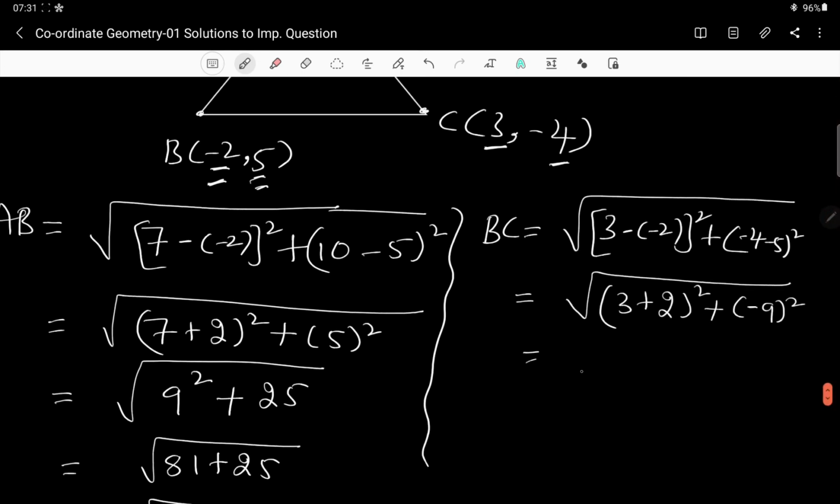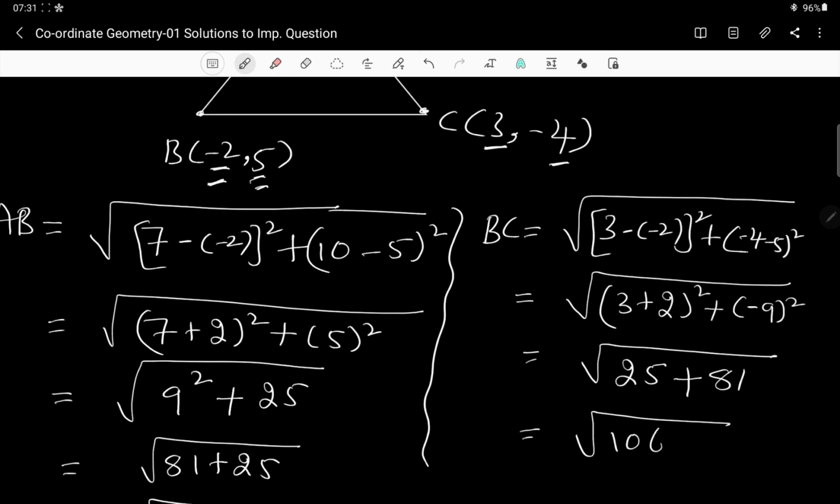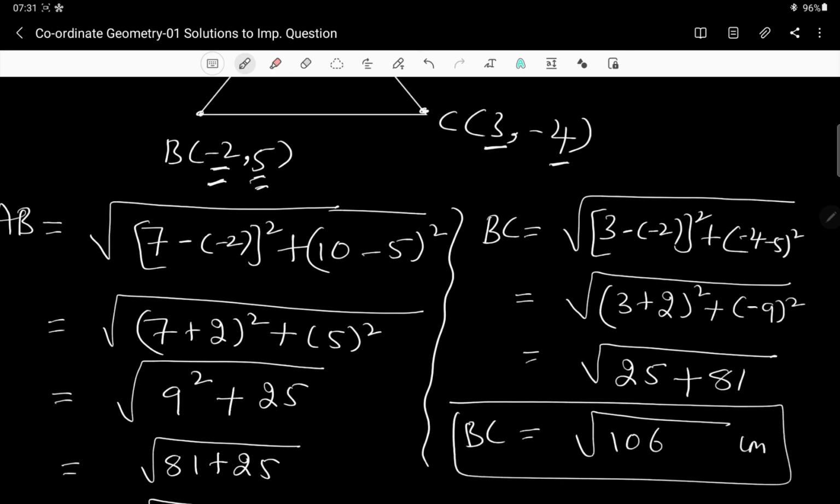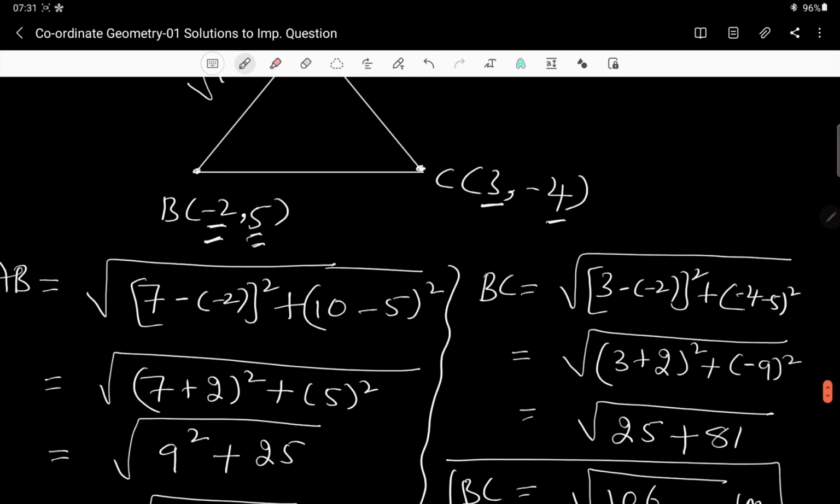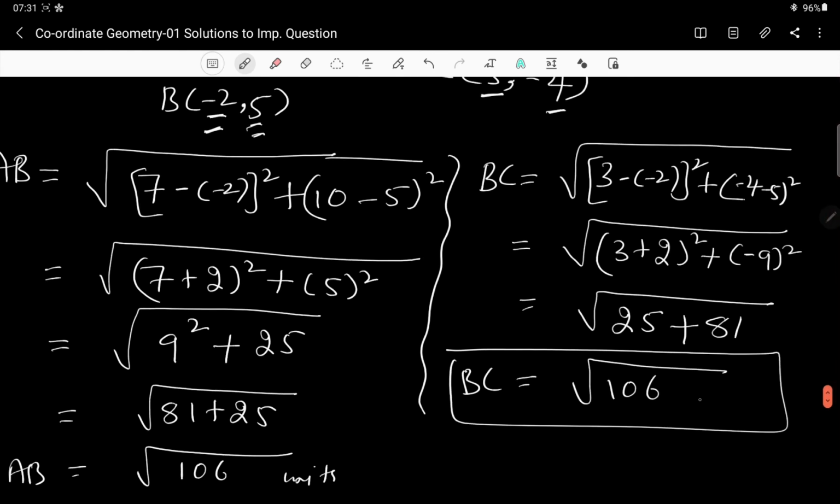All right, so 3 plus 2 is 5, no? So 5 whole square is 25, plus minus 9 whole square is 81. Now if you add them, that is also under root 106. All right, so BC is under root 106 units, and this AB is under root 106 units. I mean not centimeter, units. I'm sorry, this is not centimeter. So this is some units.